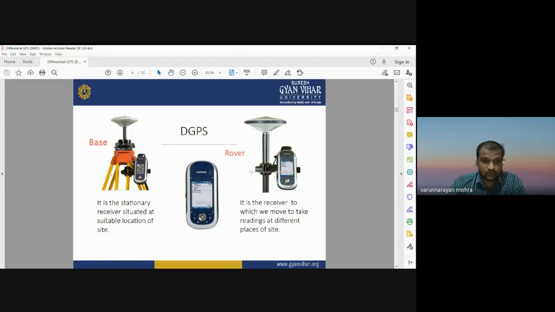The location of the base is known to you, but the rover will collect coordinates at different positions. On the basis of the known location of the base station, it is very easy to rectify the errors in the rover GPS, in terms of positional accuracy, in terms of shifting from the exact location of the real-world feature on the earth surface.